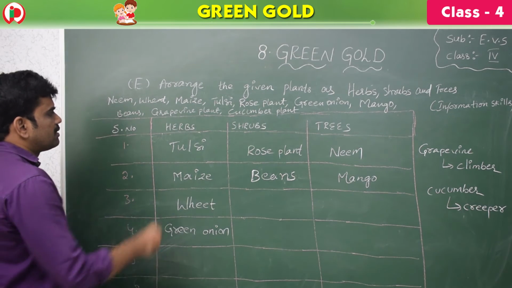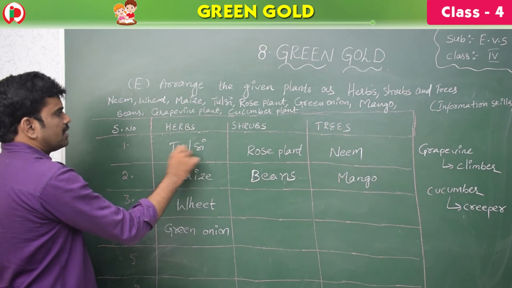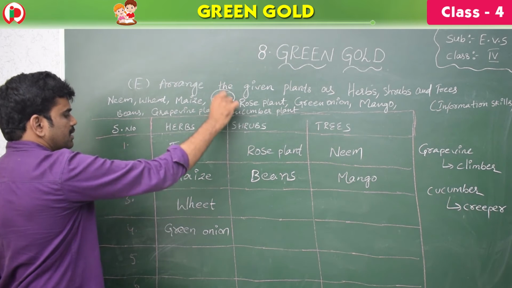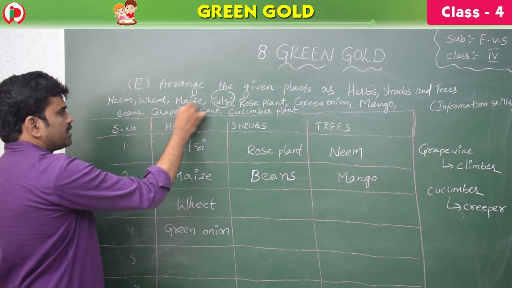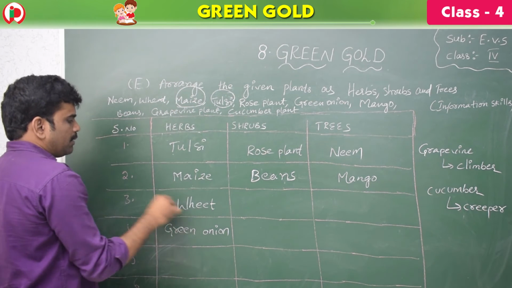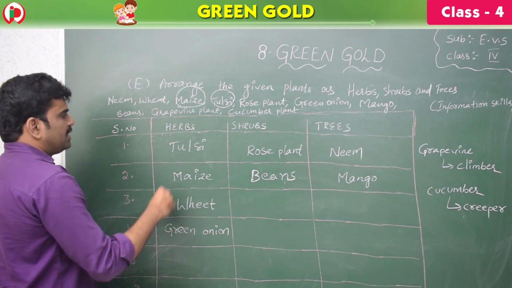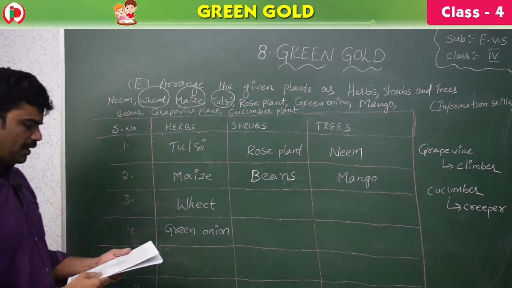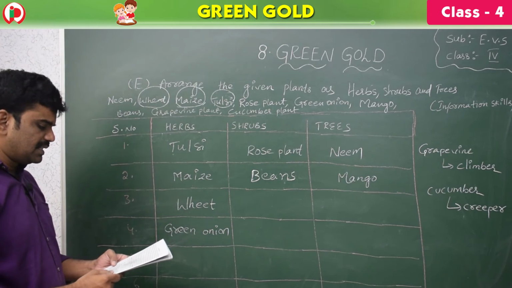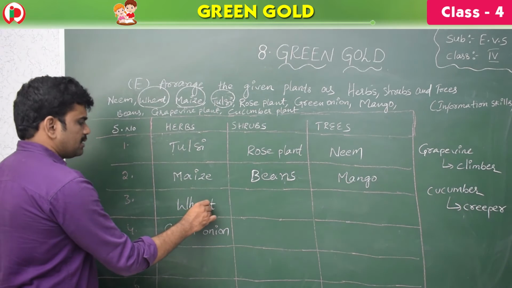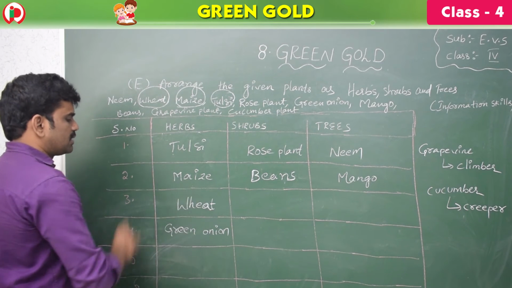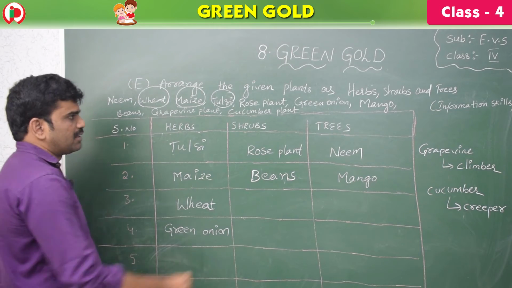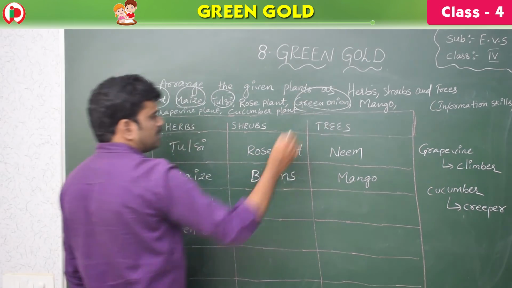Children, first one, see the herbs. Tulsi. Tulsi is a herb, children. Maize is also a herb. Next one is wheat, children. So here, if you observe the wheat, wheat is also a herb, and green onion is also a herb. So these are the herbs, children.